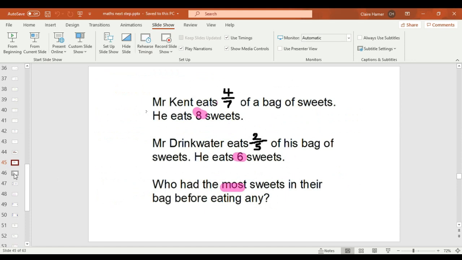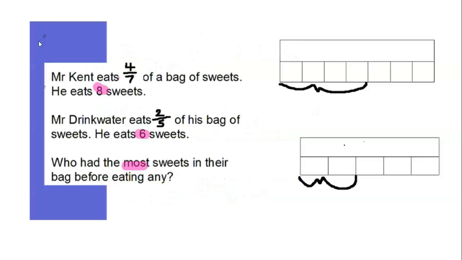I'm going to reveal on screen some bar models to help. Here we go. So this is Mr. Kent's bar model. I've put 7 equal parts in the whole because the denominator is 7. I've looked at the numerator, which is 4, so I've circled 4 of the parts. What are those 4 parts worth? Look at the question. How many sweets?